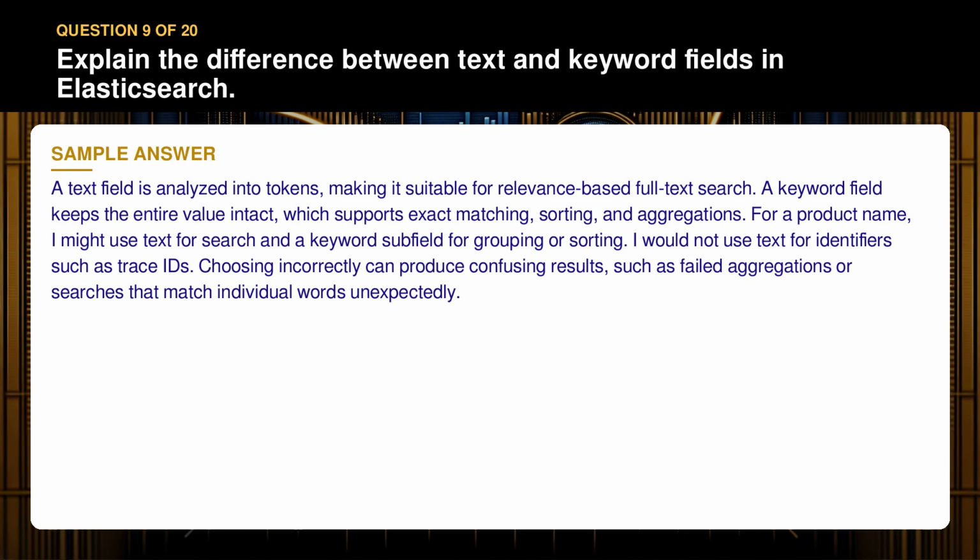For a product name, I might use text for search and a keyword subfield for grouping or sorting. I would not use text for identifiers such as trace IDs. Choosing incorrectly can produce confusing results, such as failed aggregations or searches that match individual words unexpectedly.